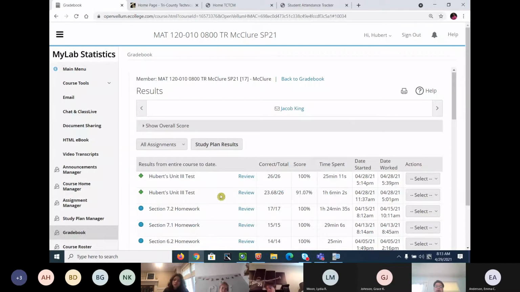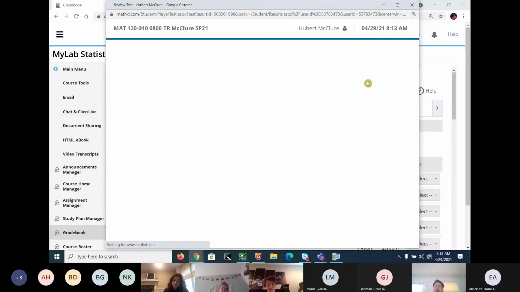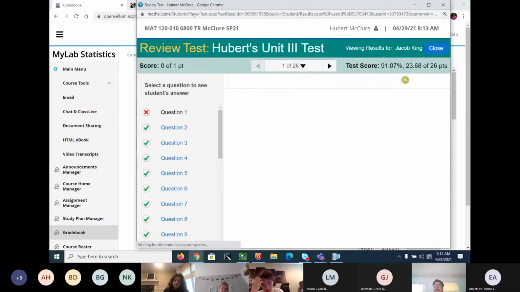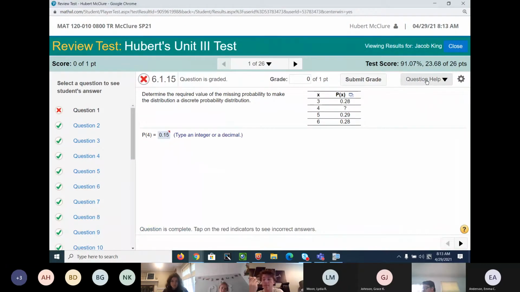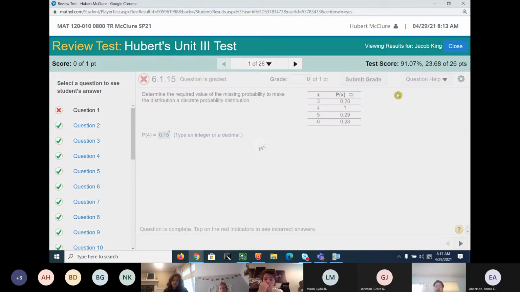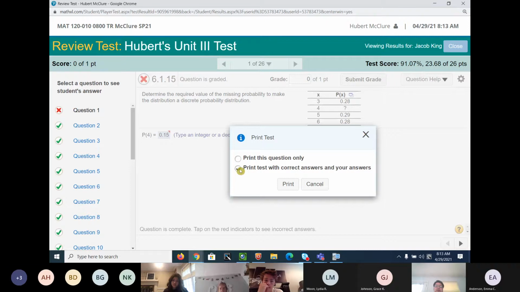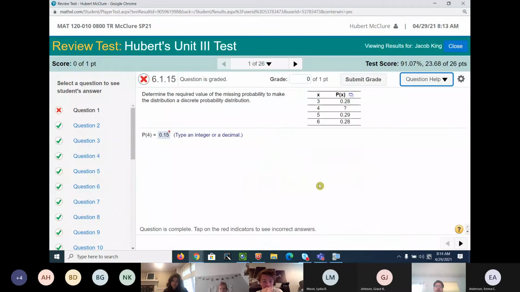So I hit review, upper right-hand corner. What does it say? It says submit, no, question help. That's it. Question help. Click on it and print test with correct answers. Now, I'm sorry, I don't know how else you can review for a test. I mean, that's pretty simple. So don't screw it up.